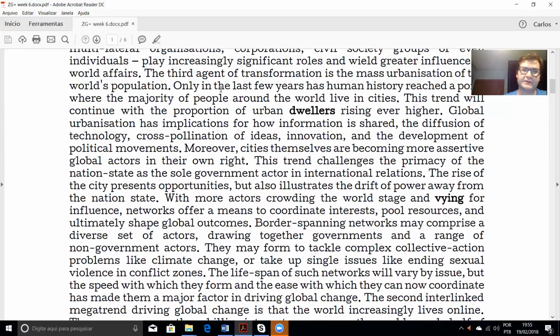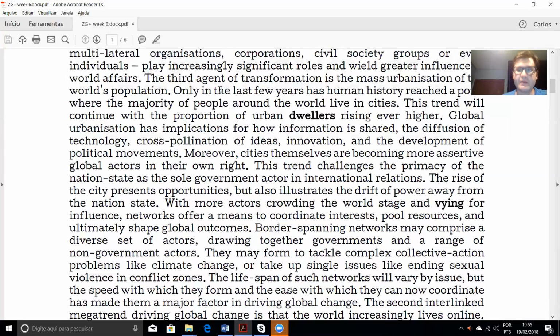And okay, so this, according to him, will result in that this trend will continue with the proportion of urban dwellers rising ever higher. Global urbanization has implications for how information is shared, the diffusion of technology, cross-pollination of ideas, innovation, and the development of political movements. Okay. Moreover, cities themselves are becoming more assertive global actors in their own rights. This trend challenges the primacy of the nation state as the sole actor in international relations.